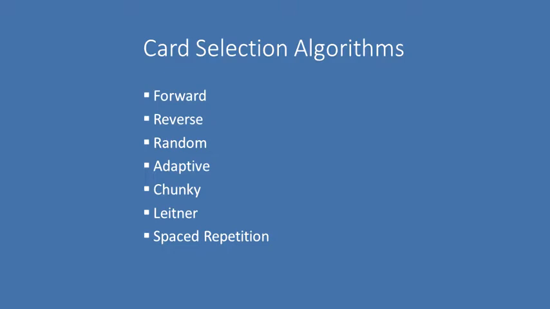Other card selection algorithms can be selected, such as Lightner for a staged learning progress mechanism, Chunky for grouped units of study items you must master before progressing, Spaced Interval for reviewing cards based on time, ignoring the grading, and also simple linear forward and backward, and random card selection algorithms.